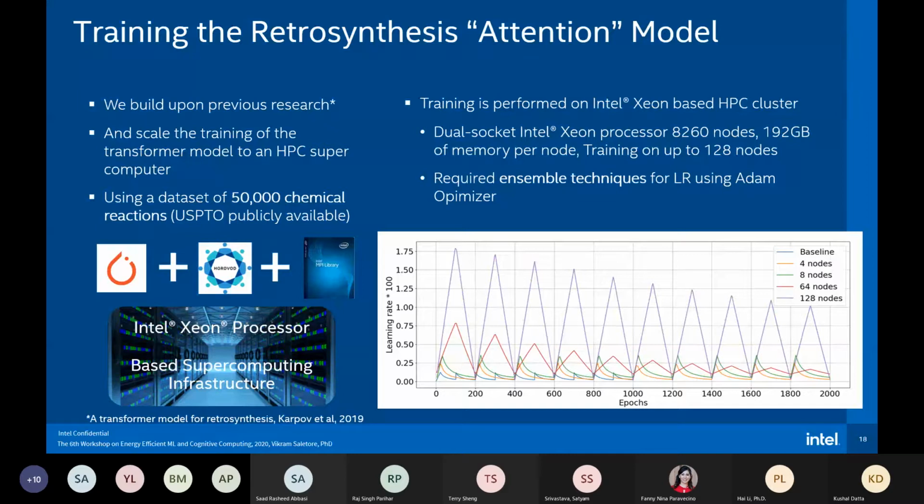We had some challenges getting to convergence, but we had to use ensemble techniques to actually find the best learning rate using the Adam optimizer. It did train extremely well on a large number of nodes on the Xeon cluster, on an HPC cluster. So this is again another use case that is being used on an HPC cluster.